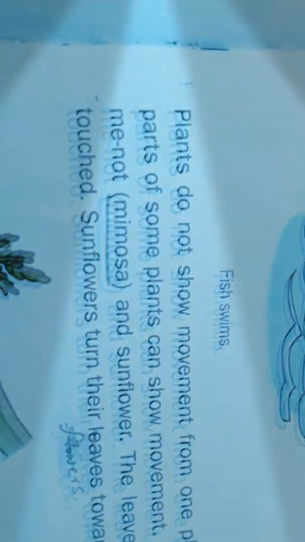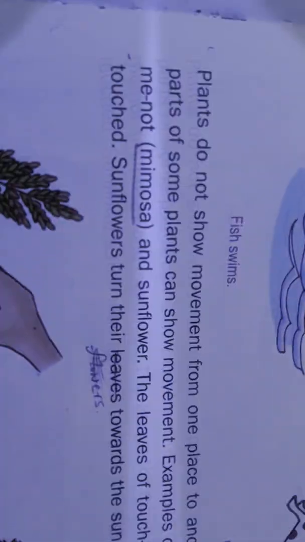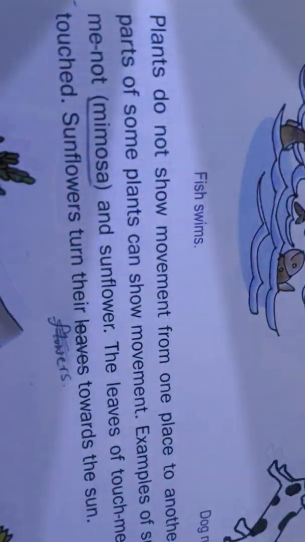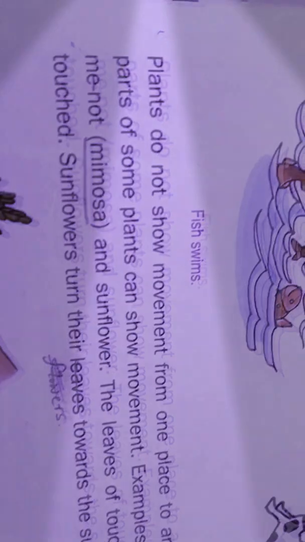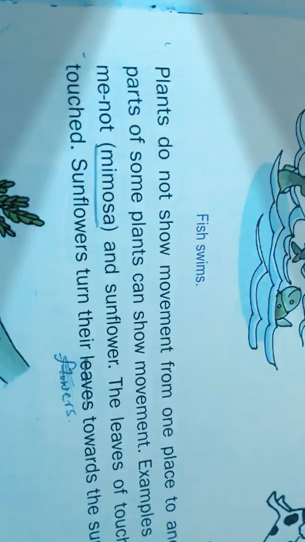And plants do not show movement. Already I told you plants are an example of living things, but these plants do not move from one place to another because they are firmly fixed to the soil with their roots, so the plants can't move from their place. But some plants like mimosa and sunflower can show a little bit of movement in their parts.